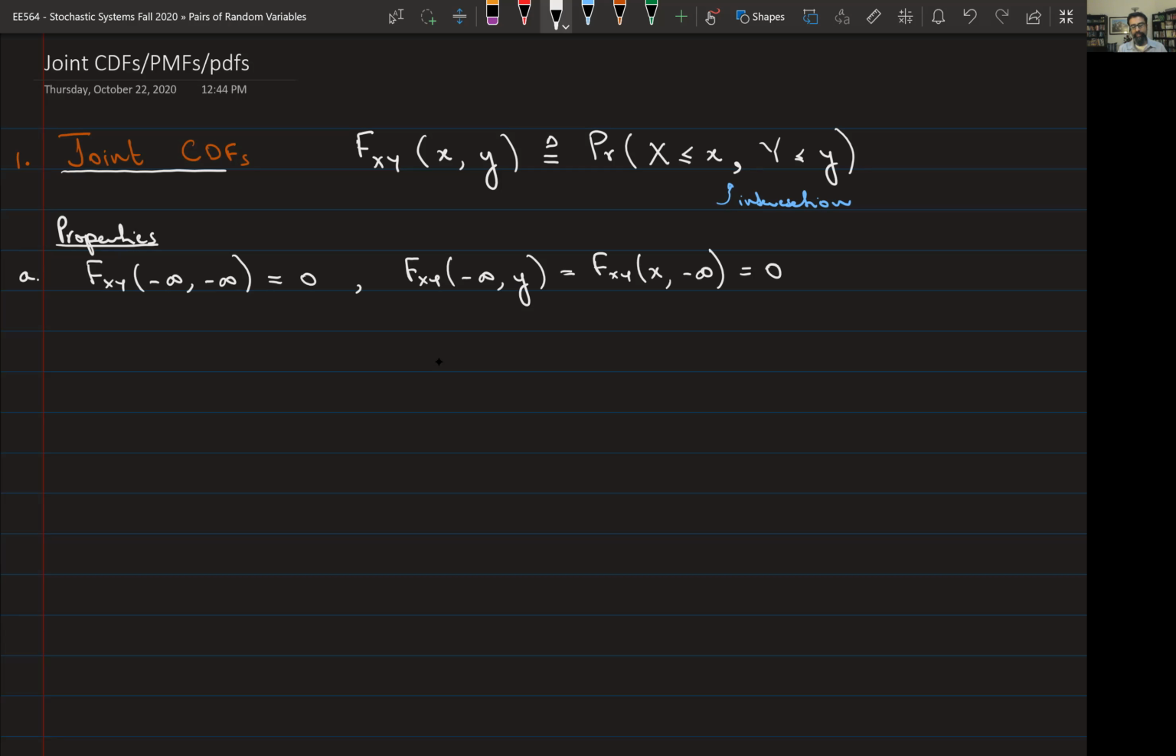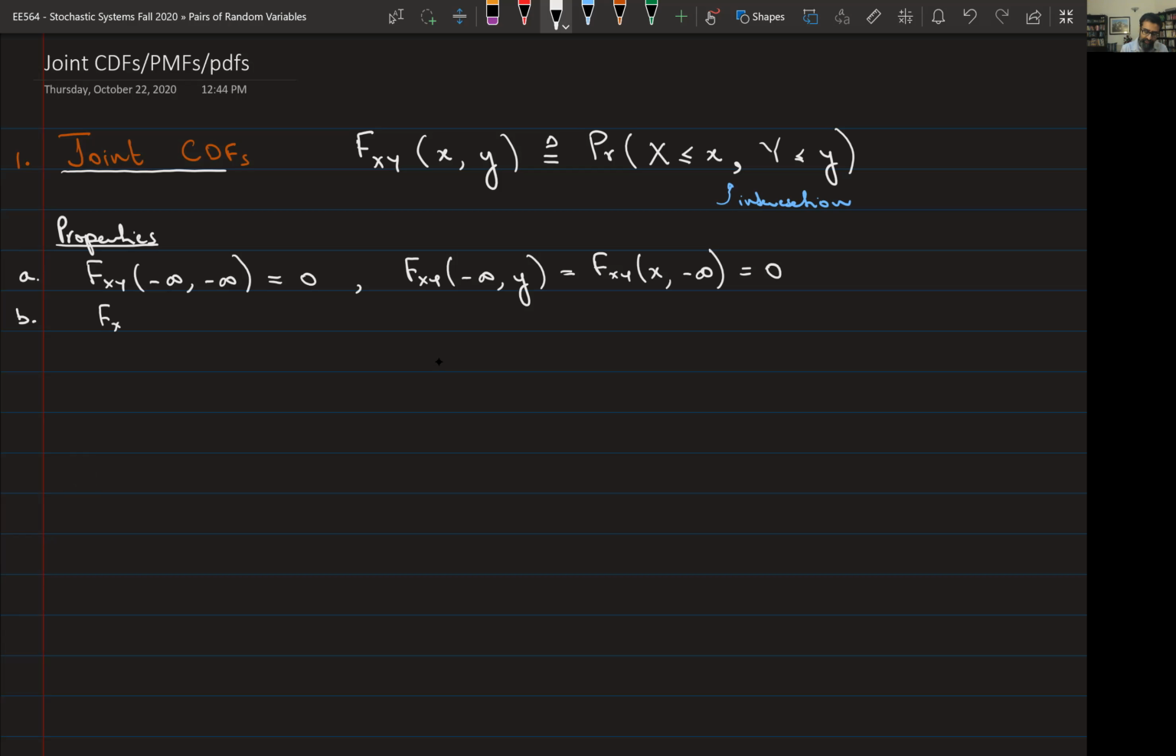right? Because remember, this is the probability of intersection of two events. And the event that capital X is less than or equal to minus infinity is actually the null set or the null event. Okay? And an intersection of that with anything is going to be null, right? So therefore the probability is going to be 0, right? So this is the first property of CDFs or joint CDFs.